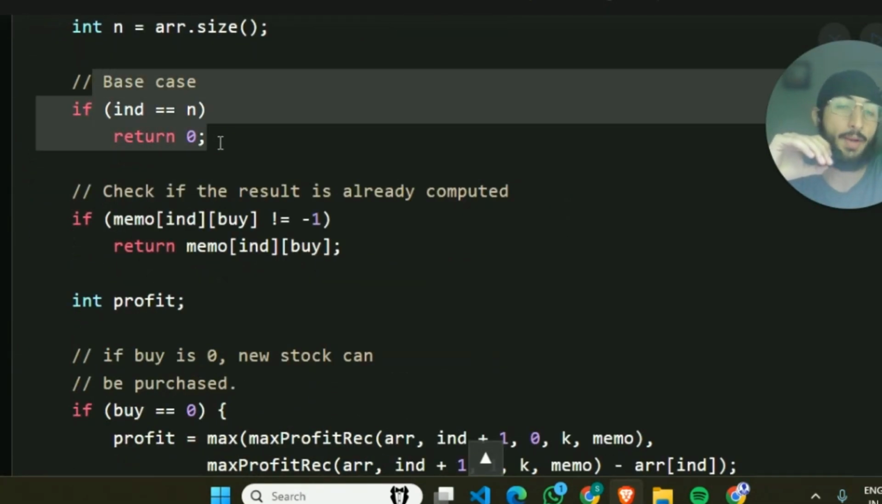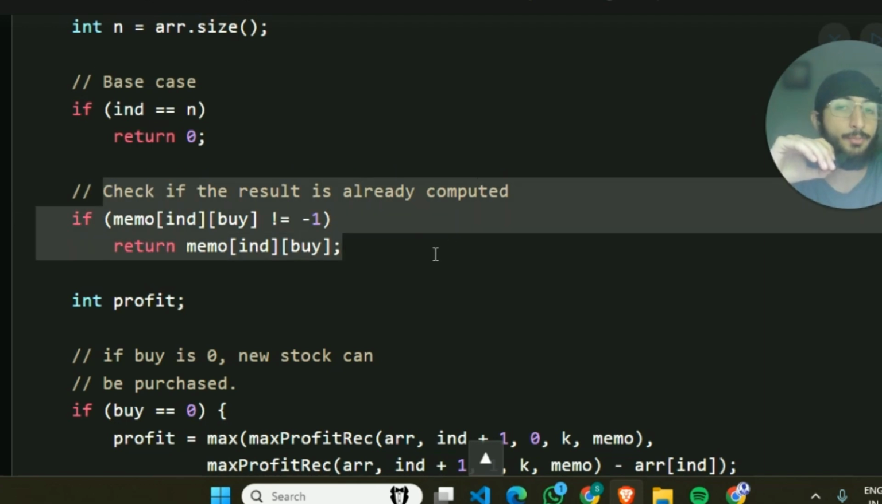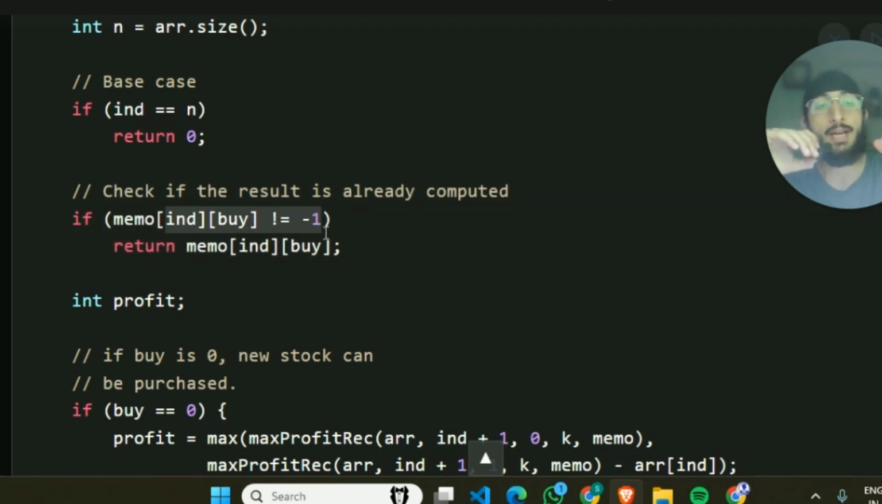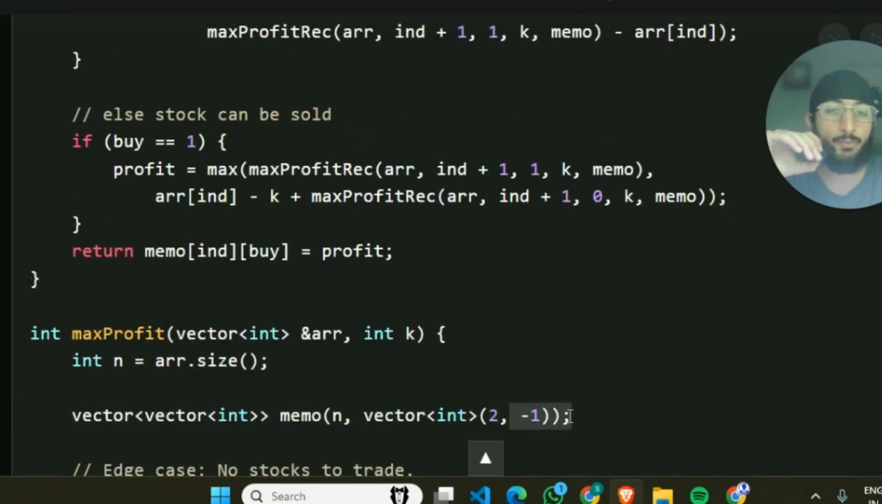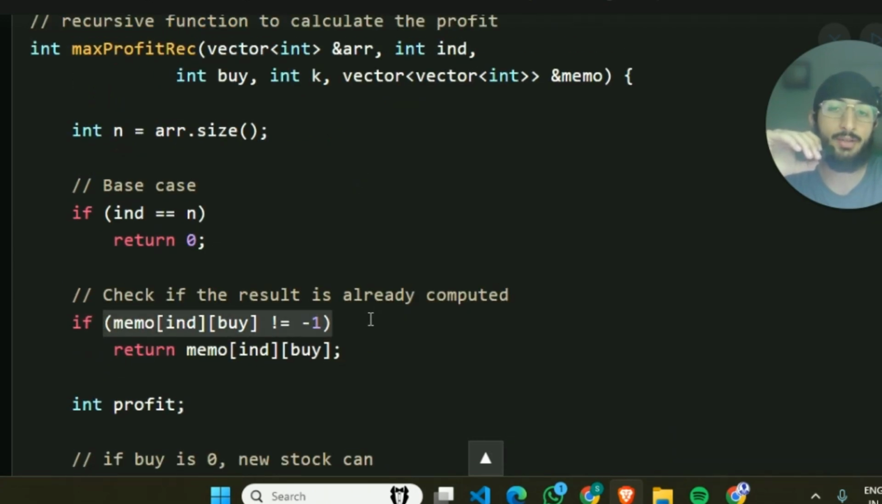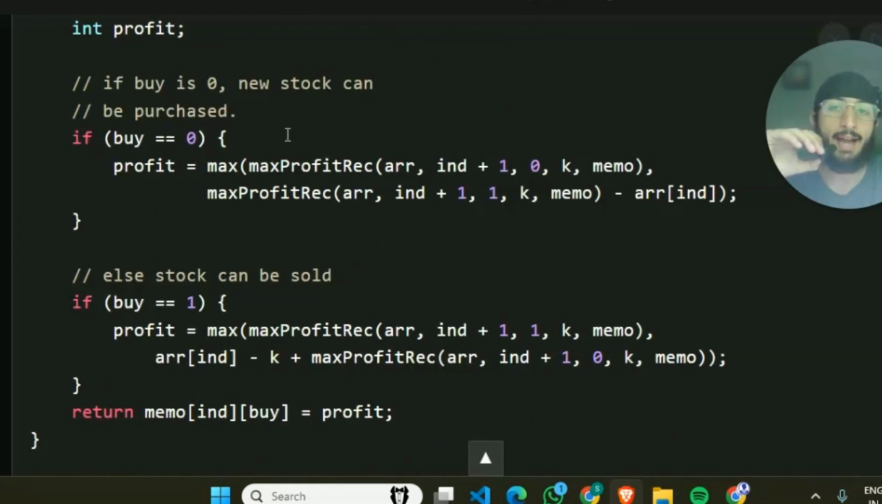We check if index is equal to n, we return 0, and if the result has already been computed, in order to avoid a recomputation of the state, we check if memo of index comma buy is not equal to minus 1. That is, it has already been computed because we had initialized this vector with minus 1. So if it is not equal to minus 1, we return this answer. And everything remains the same here.